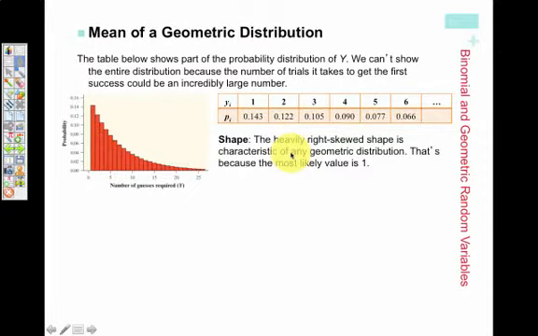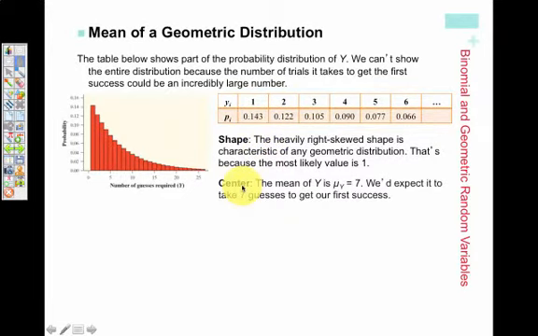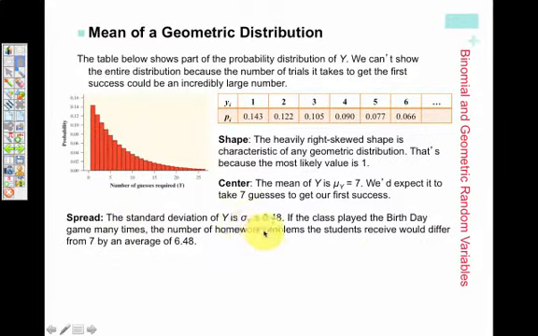So let's talk about a description of this. The shape, it's heavily right skewed. The most likely value is getting it correct on the first guess, and that probability is 0.143. That's the most likely. The center, the mean is 7. We could calculate this out or approximate it. And what that means is we're expecting it would take 7 guesses to get our first success. We're expecting 7 problems of homework. The spread, we can calculate the standard deviation. Our standard deviation is 6.48.